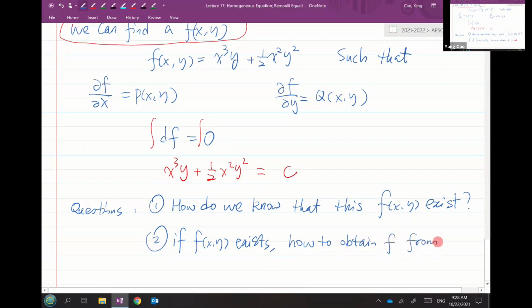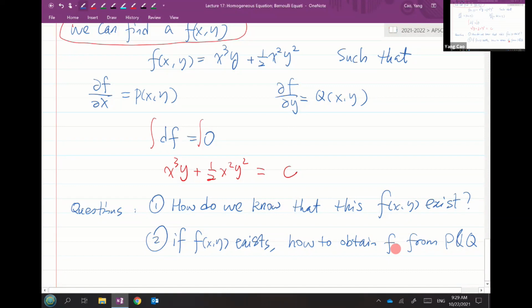You obtain the function f based on the given condition. The given condition here: you have the function p, and you also have the function q. We'll show you later that based on the given p and q, you can determine this is an exact equation. And then you can use the appropriate approach to find this function f. So that's the 2 questions. I will leave them as question marks without answering this class. We'll answer that in the other class. So consider this a bonus type of differential equation.